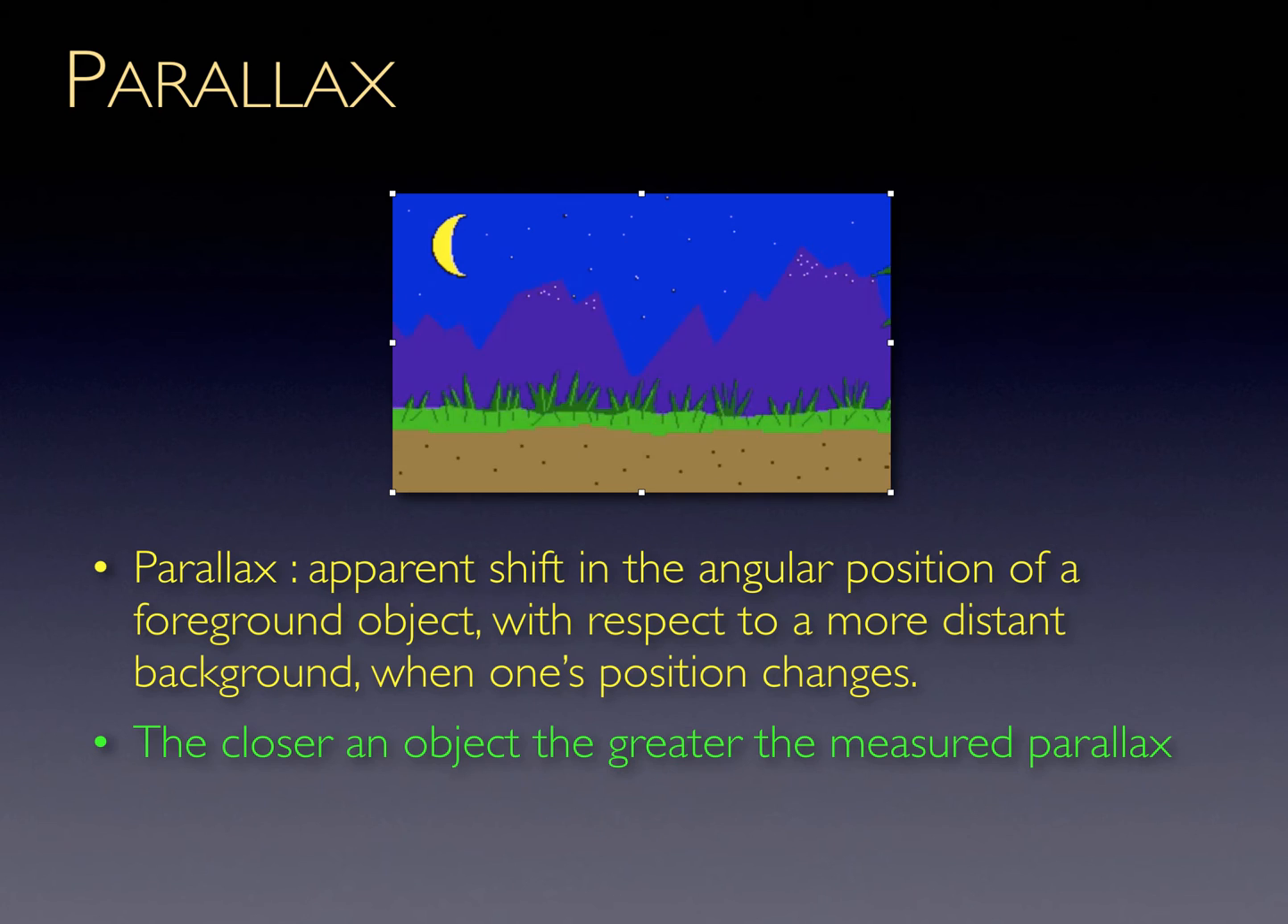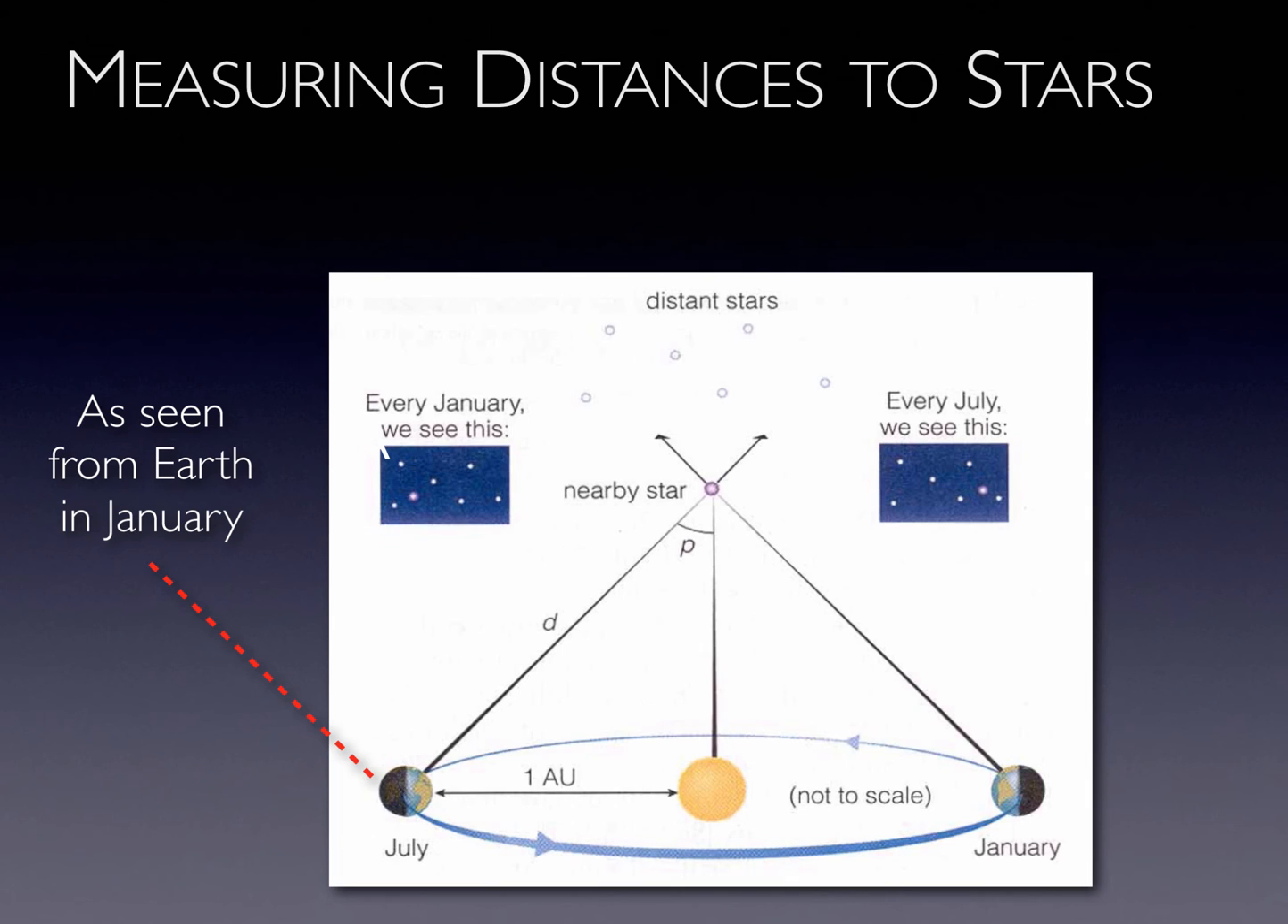Hold your finger out in front of your face and alternately blink your right eye and your left eye. You will see the apparent position of your finger shift back and forth. Holding your finger closer to your face causes there to be a greater shift in position. In general, the closer an object, the greater the measured parallax. Just what exactly is measured?